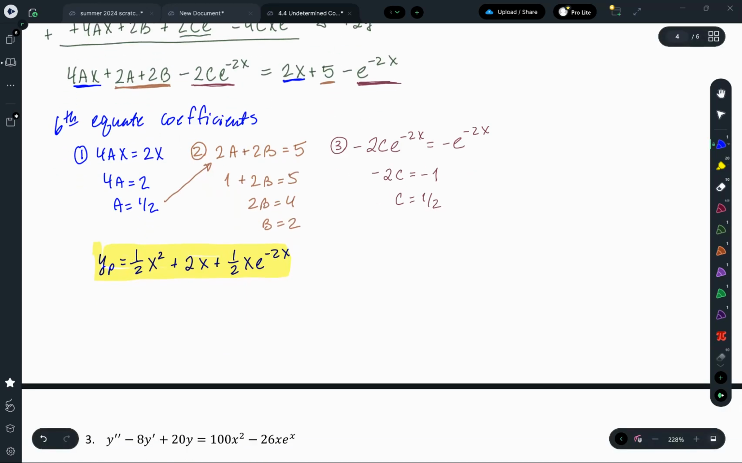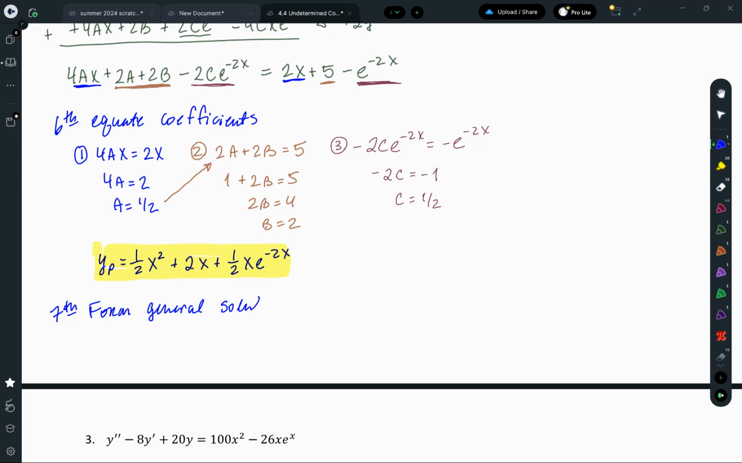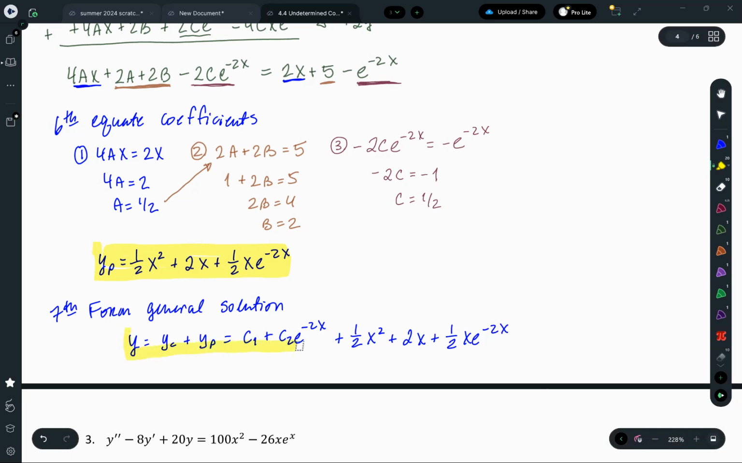My last step is to form the general solution. So y is equal to y sub c plus y sub p. Y sub c was c1 plus c2 e to the minus 2x, and then plus y sub p, which is 1/2 x squared plus 2x plus 1/2 x e to the minus 2x. And that's our final answer for the general solution.